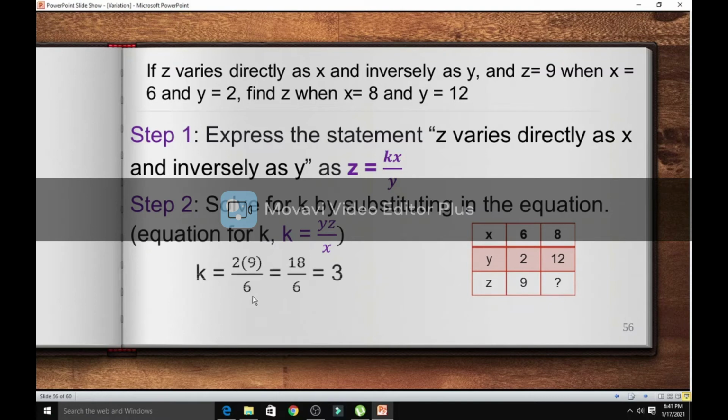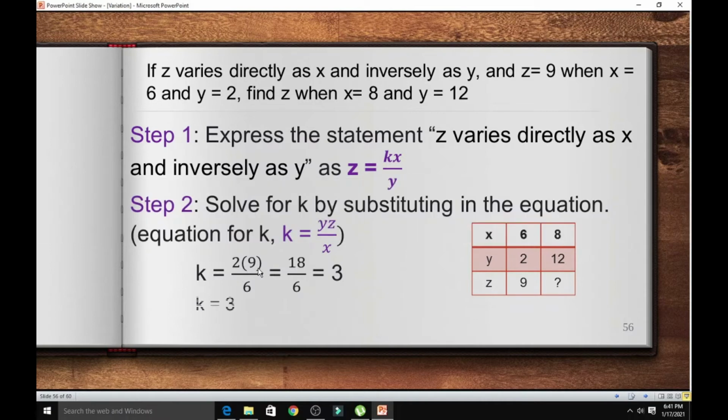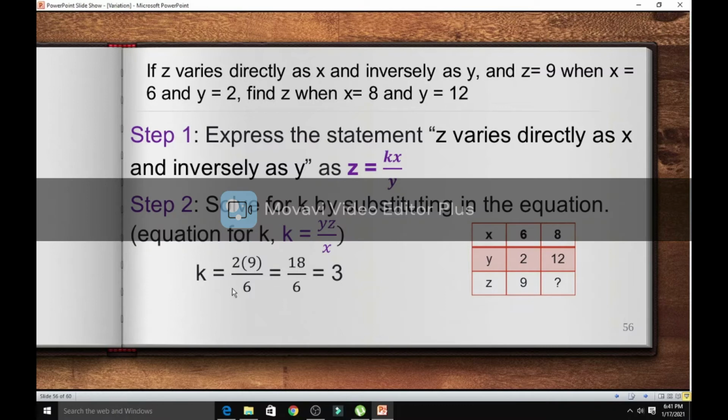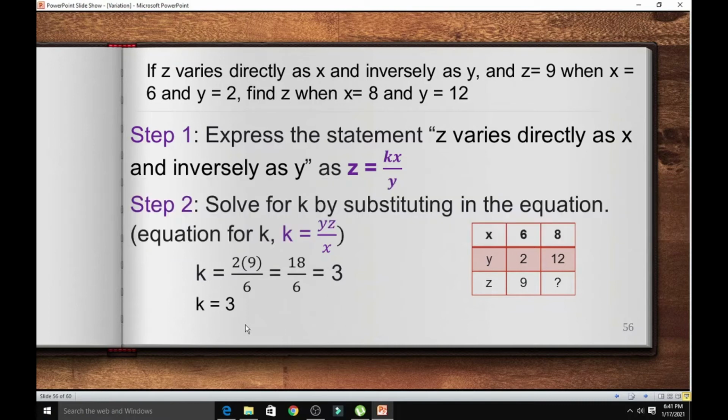So, isa-substitute lang natin properly. So, ang y natin is 2, ang z natin is 9, at ang x natin ay 6. So, simplify lang natin yung numerator. So, 2 times 9, ang sagot ay 18. And then, copy 6, 18 divided by 6. So, that is equivalent to 3. So, ang k natin dito ay 3. Okay po? So, magagamit kasi natin yan para mahanap yung nawawalang z doon sa pangalawa kapag nabago na yung value ni x at saka ni y.